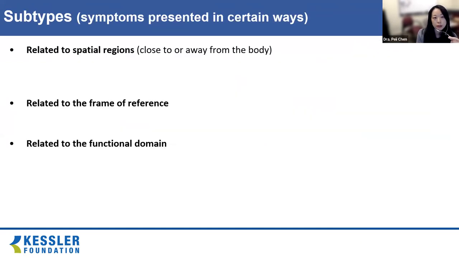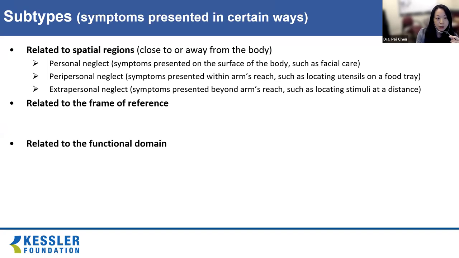Now I'm going to move on to subtypes, or different names you may hear, because spatial neglect has been talked about in so many different ways. When we categorize different symptoms of spatial neglect, we sometimes talk about the spatial region, whether it is close to the body or away from the body. Personal neglect is neglect presented in the so-called personal space on the surface of the body, such as during facial care activities. Peripersonal neglect is neglect presented within arm's reach, for example on the tabletop, like locating utensils on a food tray or doing a paper-pencil test. Extrapersonal neglect is presented beyond arm's reach, for example locating stimuli at a distance when people are walking down the hallway or even on the street.